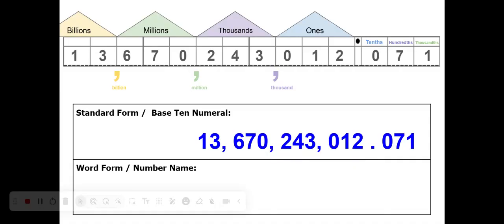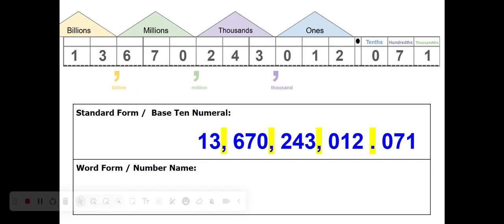Now let's practice how we would write this big giant number in word form or number name. The best way I can remember to make sure that I am writing this number name correctly is I read the number out loud again. And every word that I say out loud, I write down. So let's start at the beginning.